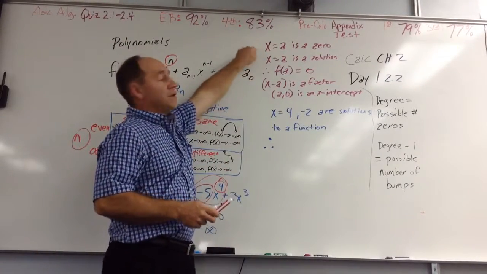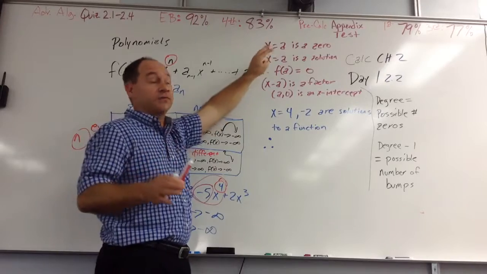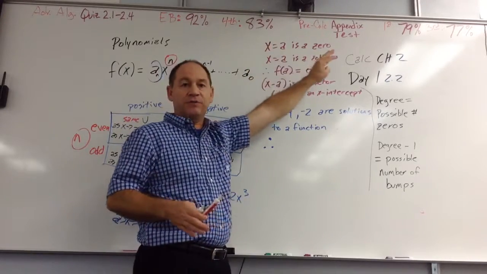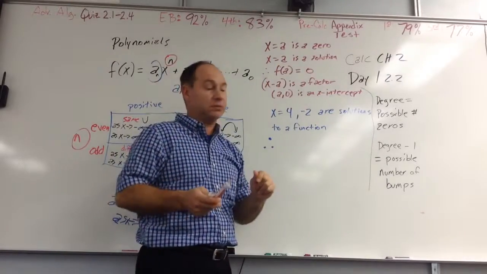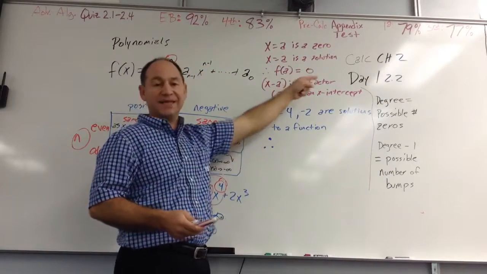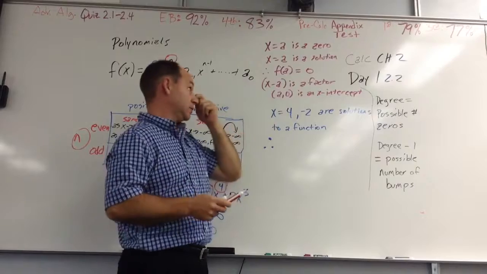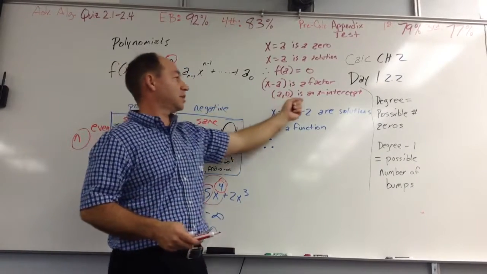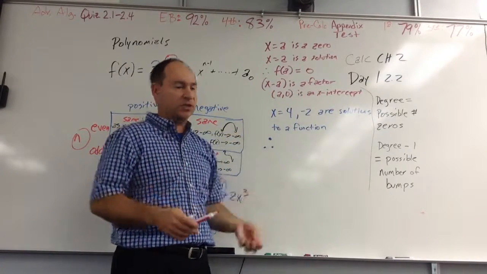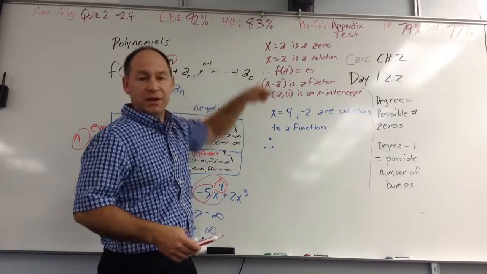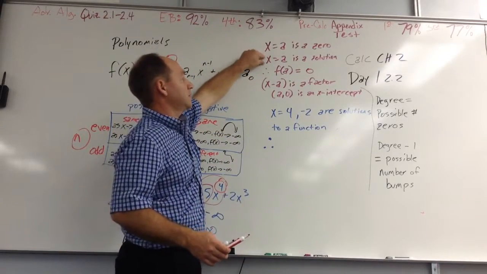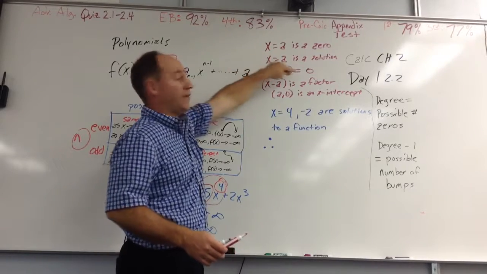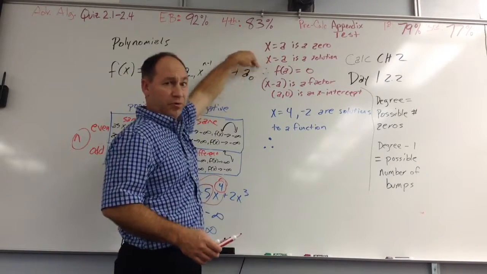Okay? Here's another thing we're going to use a lot of. x equals a is a zero of a function, which also means x equals a is a solution of the function. That means x minus a is a factor of the function. It also means that (a, 0) is an x-intercept of the function. All of those four things are interchangeable. Okay? x equals a is a zero, x equals a as a solution means that f of a is 0. Those two things both mean that this will happen.